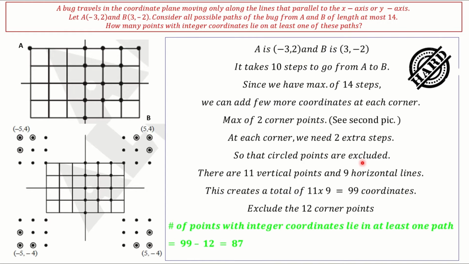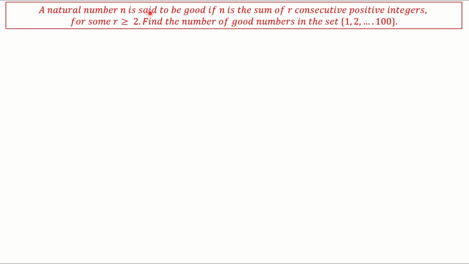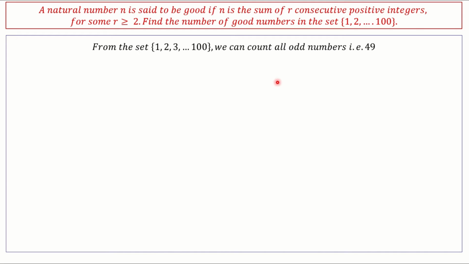Next, a natural number n is said to be good if n is sum of r consecutive positive integers for some r greater than or equal to 2. Find the number of good numbers in the set 1 to 100. So n should belong to 1 to 100. And any of the r consecutive integers you take, the sum should belong to this set. Okay. So let's see.